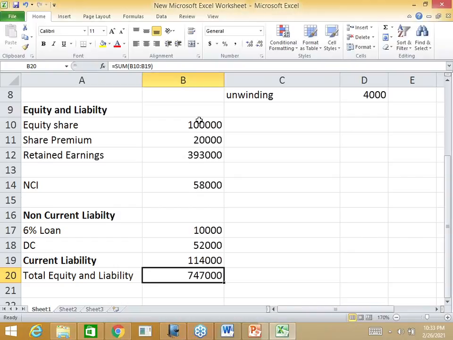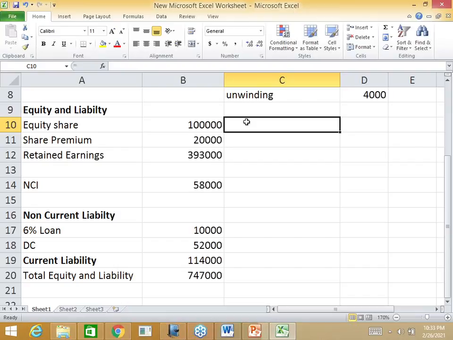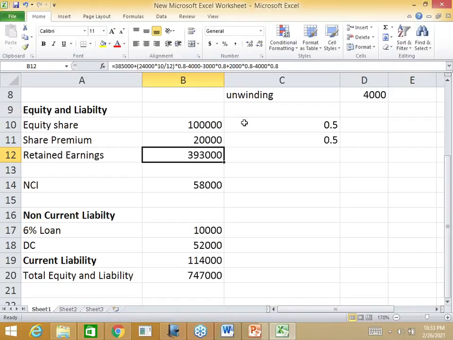Now this is how the examiner checks an answer. When you click on this cell, there will be no workings. The examiner knows that there is no working for the share capital, so you will get 0.5 marks for this. Then share premium, no workings available, that's fine.